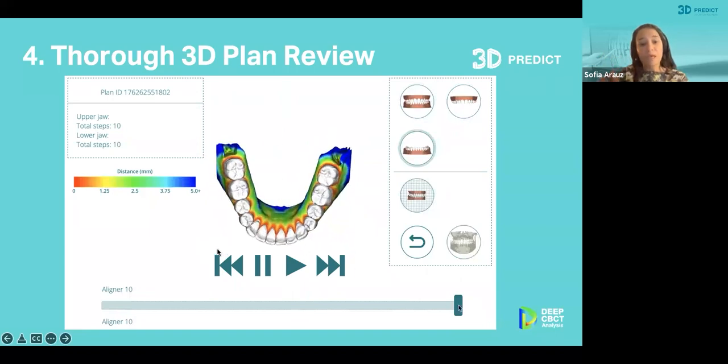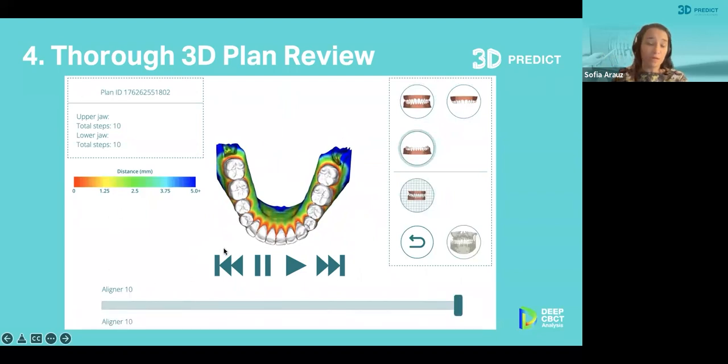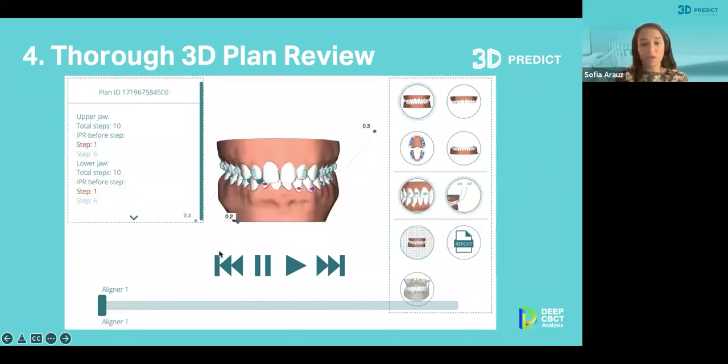And obviously, always take a look at the amount of steps your case is taking. In this case, it's only 10 aligners. The doctor was happy with this. But if you don't want to go past a certain amount of steps, please let us know here. It's always important to take a look at that.